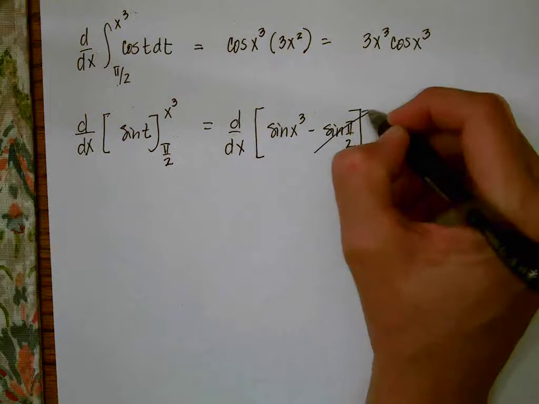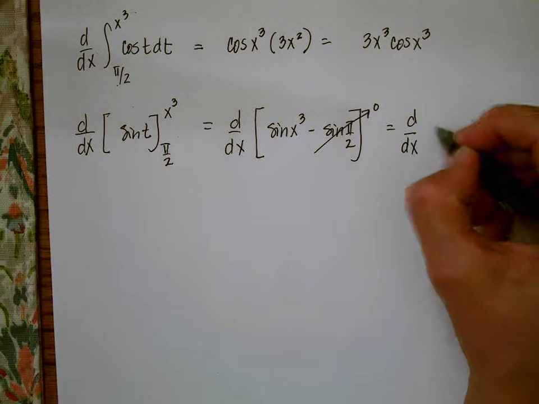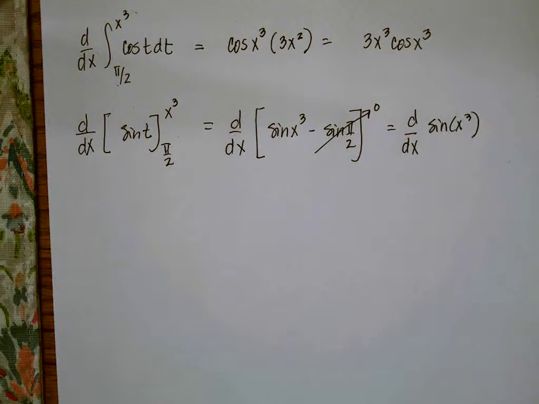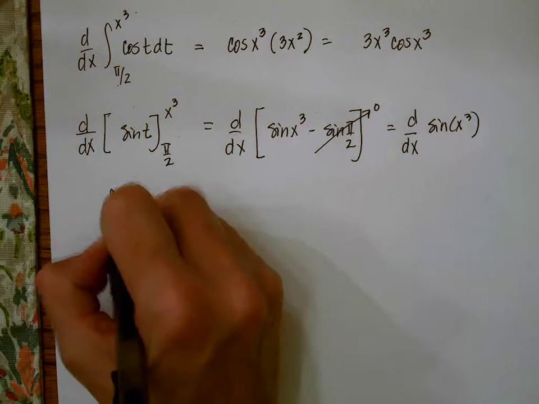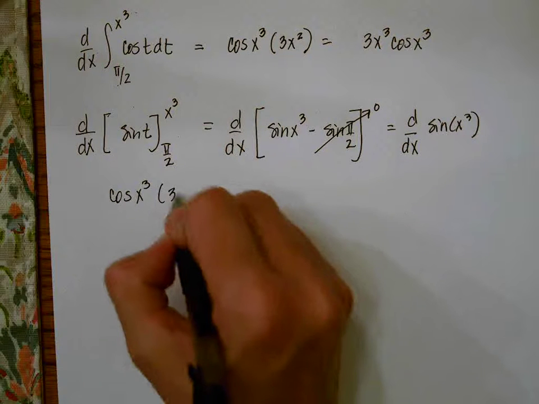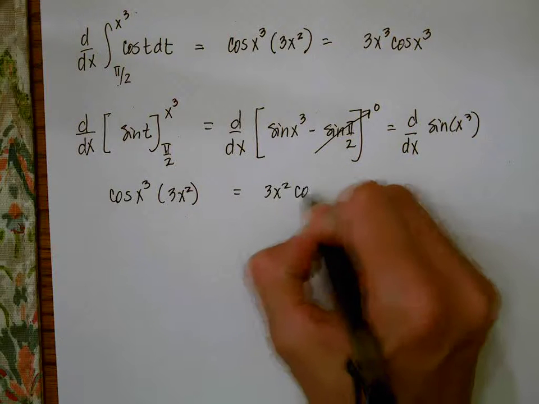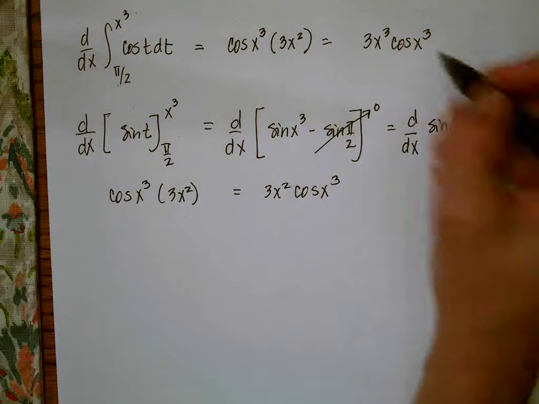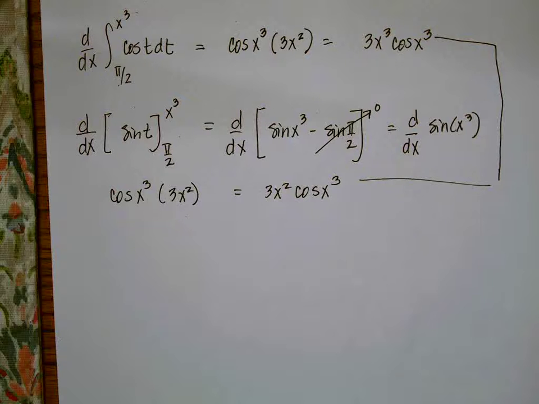And remember, I still have to take the derivative. Well, the sine of pi over 2 is 0. So now what I want to do is take the derivative of the sine of x cubed. Okay? Well, the derivative of sine is cosine of x cubed, and then I have my handy-dandy chain rule times 3x squared. So this is 3x squared times cosine of x cubed. So the derivative of the integral gives me the same thing.